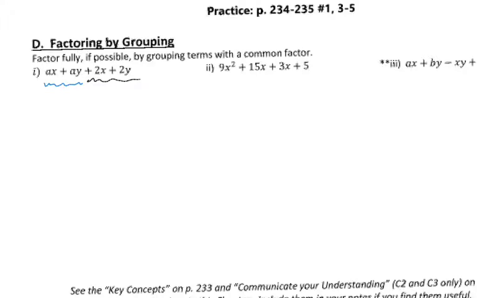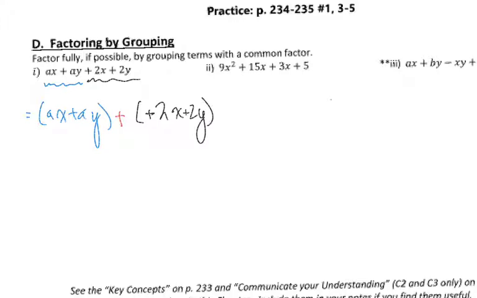So, in order to do this, we literally start by putting the first half of our equation in brackets. So we've got ax plus ay. And then we're going to have a plus, and then the second half of our bracket. Now you'll notice how I put plus 2x plus 2y.